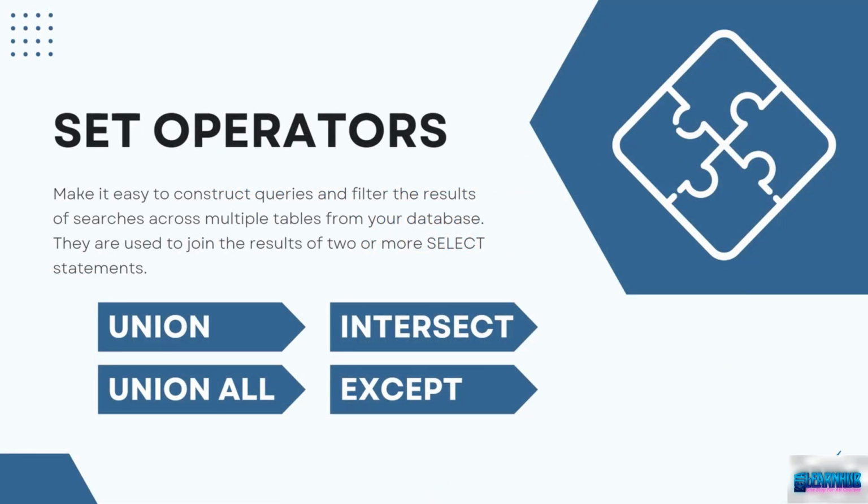Aside from using joins, we can combine data in SQL using set operators. Set operators make it easy to construct queries and filter the results of searches across multiple tables from your database. They are used to join the results of two or more select statements. PostgreSQL has 4 types of set operators: union, union-all, intersect, and except.